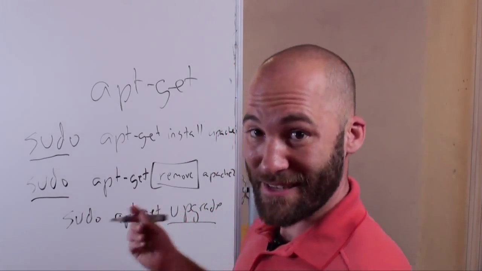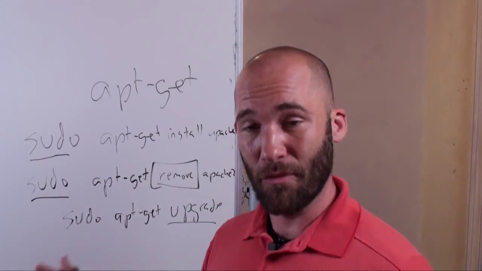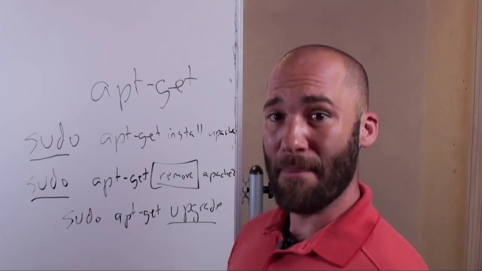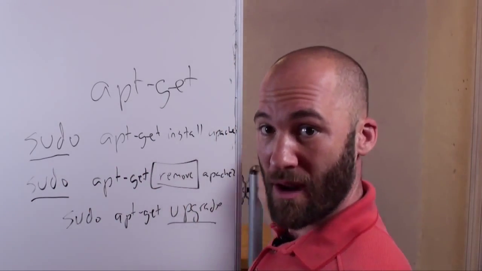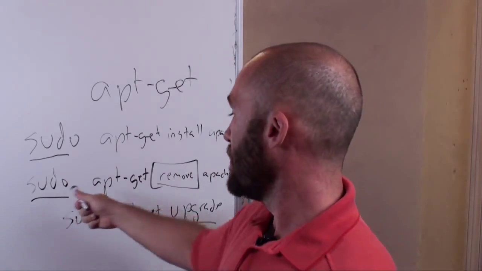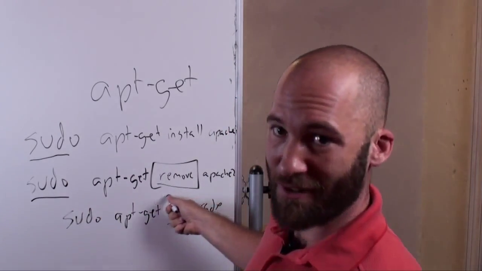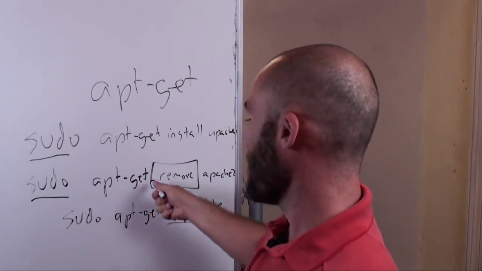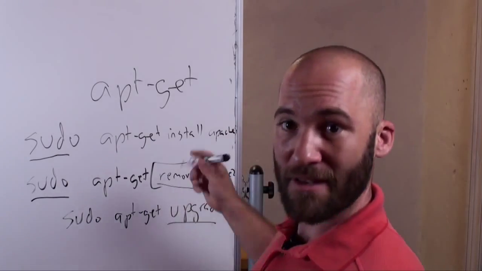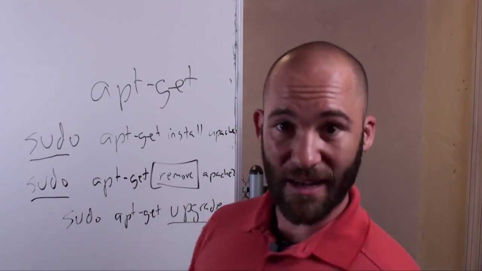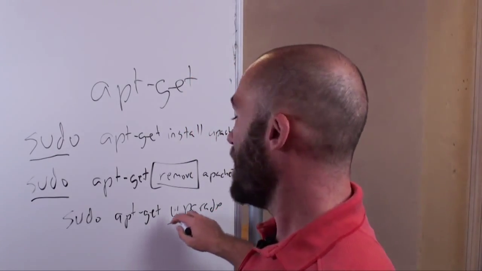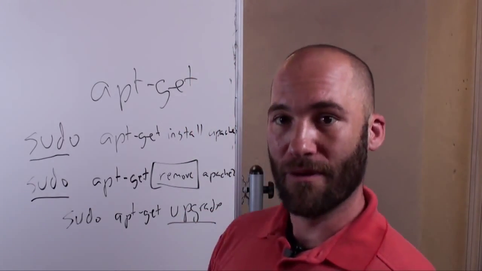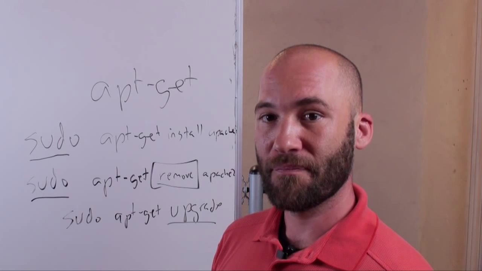So this is basically all you have to understand at this point for installing and maintaining your software. Sudo apt-get install whatever it is, installs it. Sudo apt-get remove, not uninstall, not any of that stuff, remove whatever the name is, uninstalls it. And to update everything, you do sudo apt-get upgrade. That will upgrade for you.